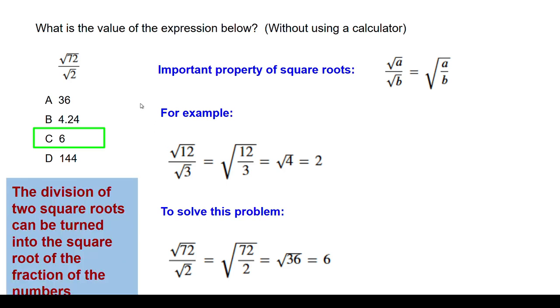The key takeaway from this video is that the division of two square roots can be turned into the square root of the fraction of those two numbers.